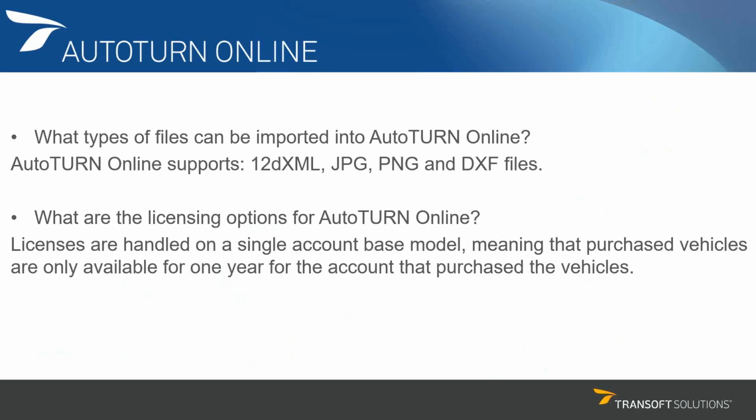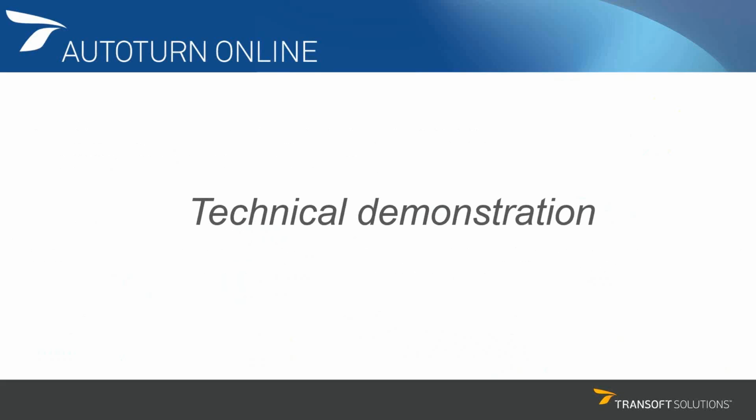The licensing options for AutoTURN Online are handled on a single account-based model. What that means is that when you purchase the vehicle library or the bundle that's available for the region, that bundle is only available for one account at a time, and that account will have access to these vehicles. So with that, we can start right away with our technical demonstration.